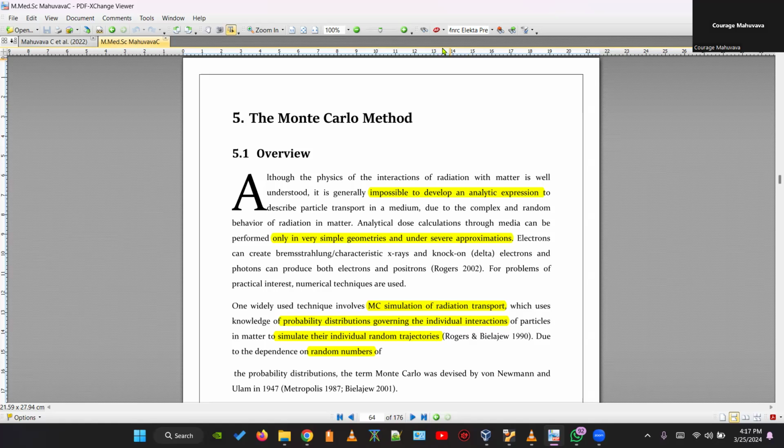And the geometries that we encounter in real life situations are very complex. So for analytic expressions to work, we're going to have to simplify the geometry severely and make some serious assumptions. But Monte Carlo, on the other hand, can actually model the dose distribution or the propagation of particles in a faithful manner with accurate representation of the actual geometry.